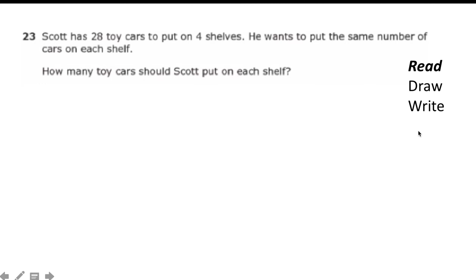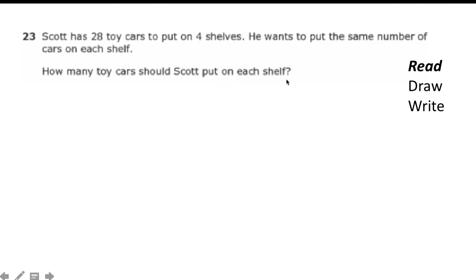Okay, we are bringing back read, draw, write. So over here in the corner, I'm going to have what step we're on the whole time. First is to read it. Scott has 28 toy cars to put on 4 shelves. He wants to put the same number of cars on each shelf. How many toy cars should Scott put on each shelf?